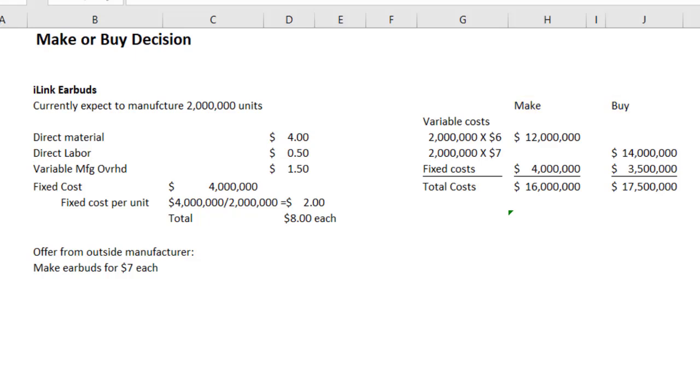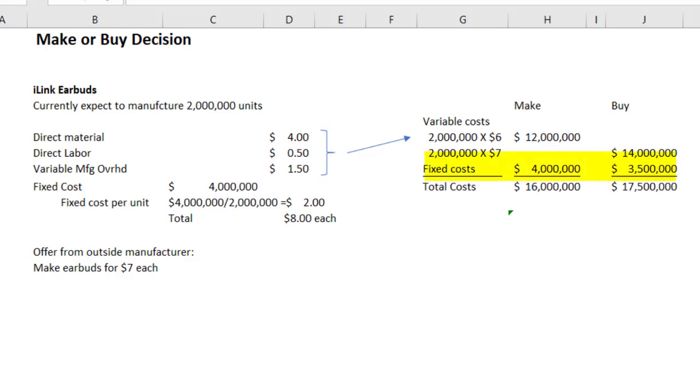So if we make the earbuds, it costs us $6 in variable costs: $4 plus $1.50 plus the 50 cents. That's $6. If we accept the offer, that would be $7. So the $7 per unit brings us to $14 million. Buying the product from the outside third-party manufacturer would cost us $14 million. Variable costs are $12 million.